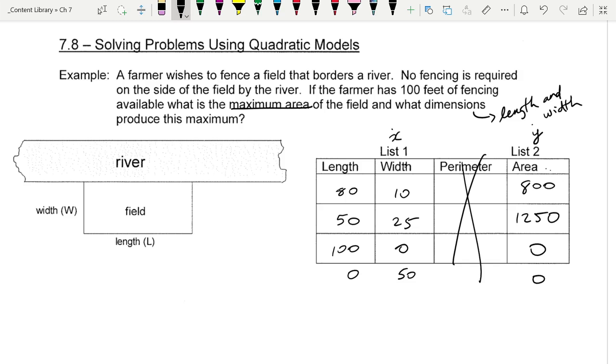All right, I think we're ready to plot points. We go to Desmos, or again, if anybody wants to use their TI, you can put this in list 1 and list 2, right? The length number we're not putting on the grid, we're putting in width and area. How does width affect area?